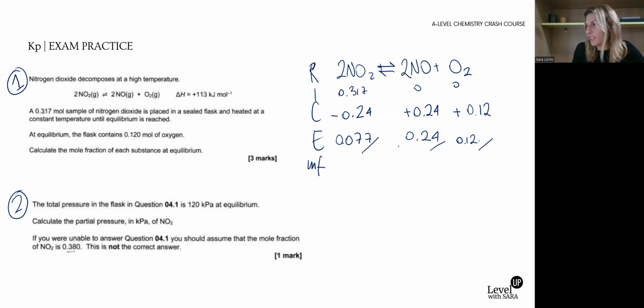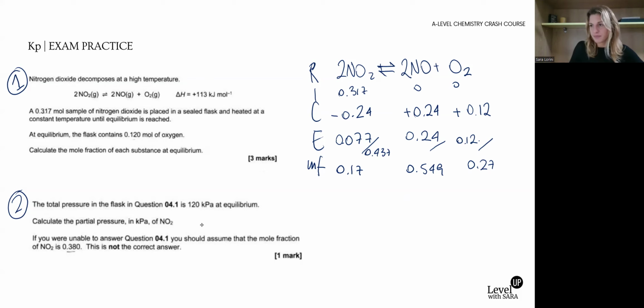Remember that we can now extend our RICE table with the mole fraction, so the mole fraction would be the value of each mole divided by the sum. So the sum, if we sum this up, would be 0.437. So if we divide each by this number, we get 0.17, 0.549, and then 0.27. You can always double check if you did everything right, because the sum of all of this should be 1.